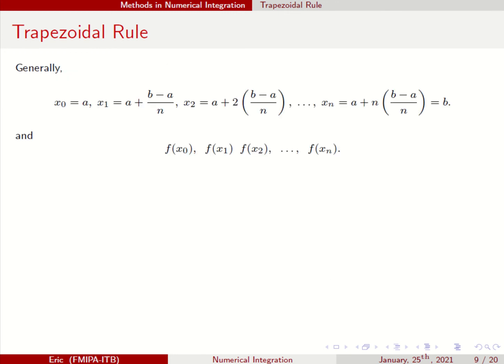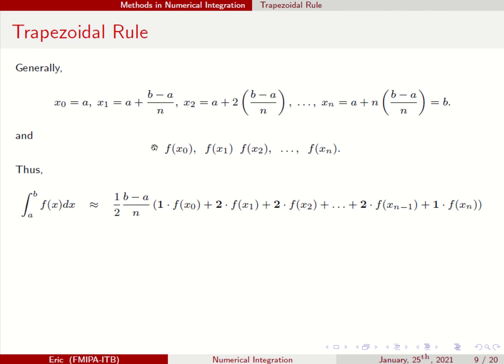Now, generally, so I have this one. If x0 is not 0, if it is a, so I have x0 is a, and the height is (b minus a) divided by n. So x1 is a plus the height. What about x2? This one plus 2 times the height. What about xn? a plus n times the height. So I can get this: the height at x0, the height at x1, the height at x2, and the height at xn.